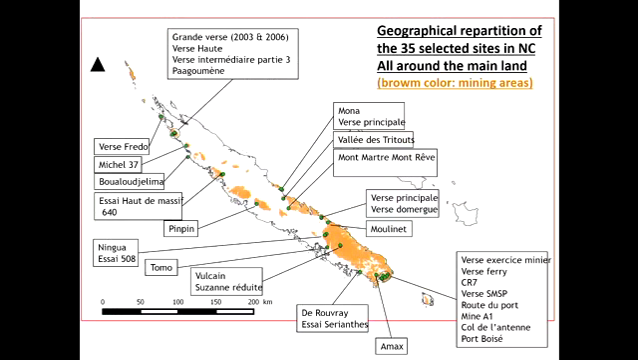Here we have the 35 sites all around the mainland of New Caledonia. The project created the permanent database, which was incremented progressively. Here we have 2 screens of this database.